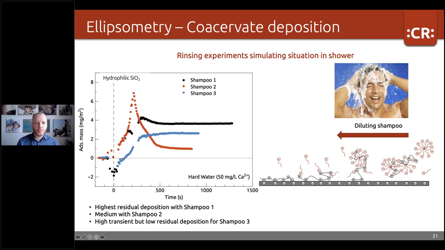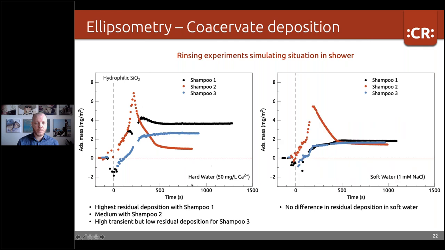shampoo three, that was, it's wrong in the text. Whereas the red one here has a really high transient deposition. So it starts really nice, a lot of mass deposition. It really does not want to be in bulk. It really deposits on the surface, but when you continue to rinse, it actually detaches again. So what looked good at first is not really the best for the end game for this formulation.